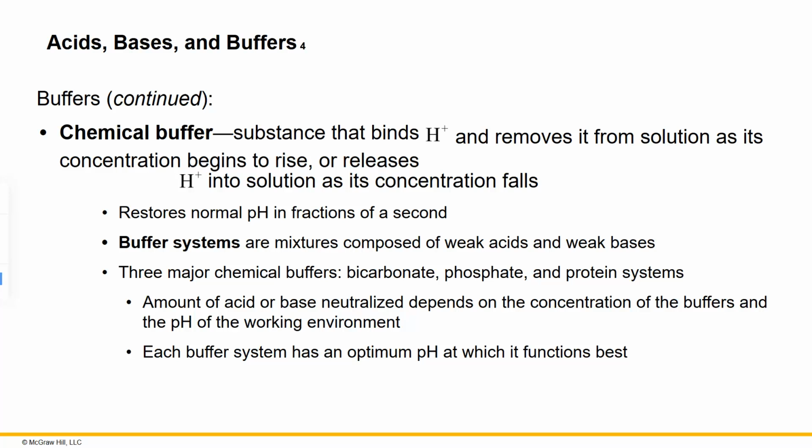Buffer systems are mixtures composed of weak acids and weak bases, and there are three major chemical buffers in the body: the bicarbonate, phosphate, and protein systems. The amount of acid or base neutralized depends on the concentration of the buffers and the pH of the working environment. Each buffer system has an optimum pH at which it functions best.